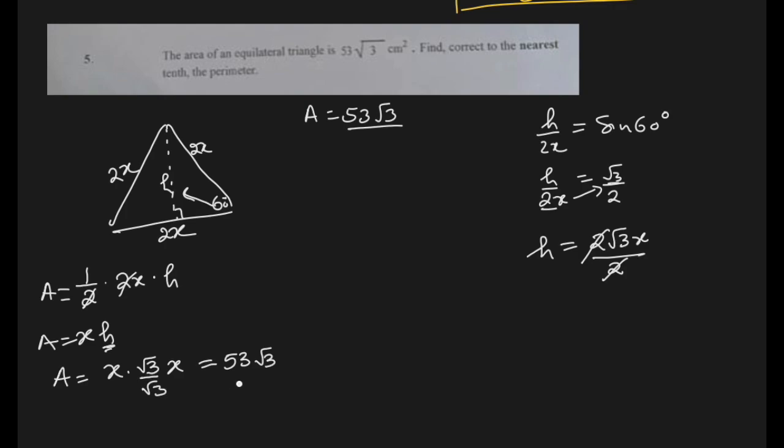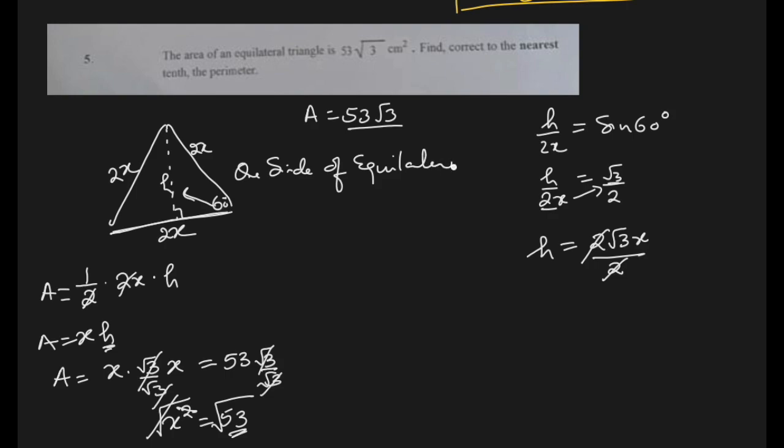Let's divide by square root 3 so that we get rid of square root 3 from both sides. So x square is equal to 53. And if I square root both sides, x will be square root 53. That is the side here. 2x will be those, so I can write here, one side of equilateral triangle is 2x, right? So 2x, which is 2 times, we got the value of x, square root 53.